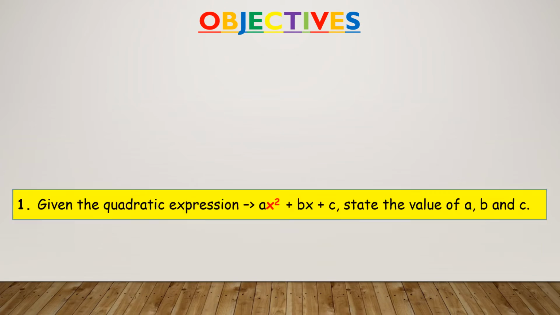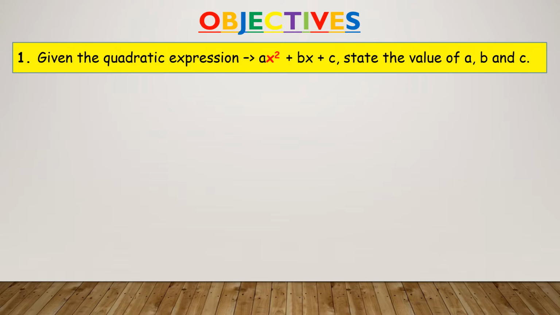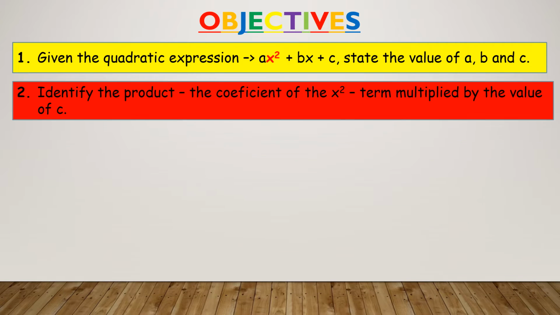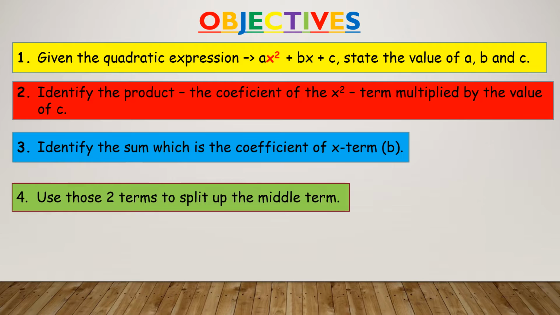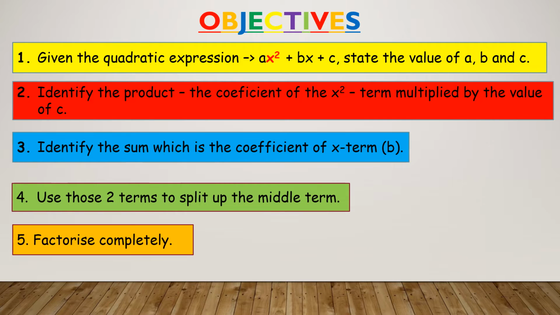Our objectives are: 1, given the quadratic expression, which is an expression with the x squared term, state the value of a, b, c. 2, identify the product, which is the coefficient of the x squared term, multiplied by the value of c. 3, identify the sum, which is the coefficient of the x term, that's b. 4, use those two terms to split up the middle term of the quadratic expression. And then 5, factorize completely.